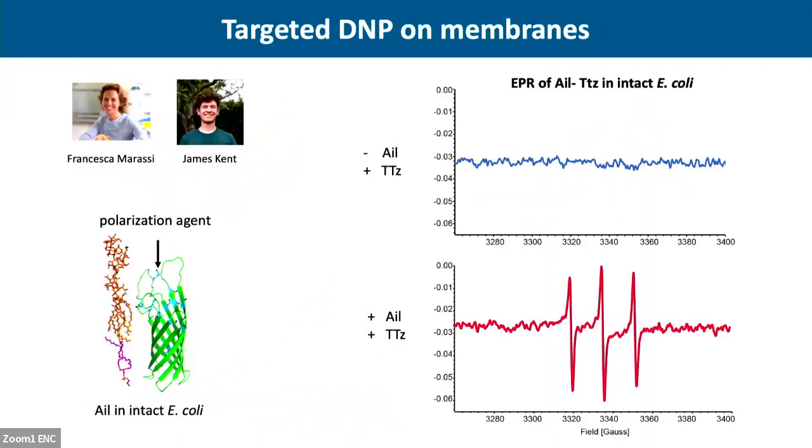We are also currently applying this technique to study membrane proteins in bacterial cells. This is a collaboration with Francesca Morassi's group. They're very interested in this protein called AIL, which is expressed in E. coli. And here we're looking at intact E. coli. We have actually placed the polarization agent right here on the extracellular membrane. And we are currently doing DNP with this system, but here I want to show you the EPR, which shows that we can actually successfully attach this polarization agent to the protein in intact cells while the protein has the unnatural amino acid on the outside.